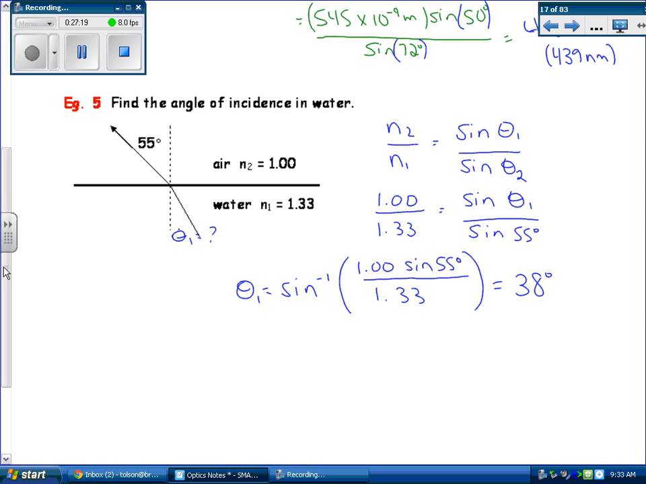Because it's air, the speed of light inside air. And you can look at it like this, say going from glass to air or going from air to glass.